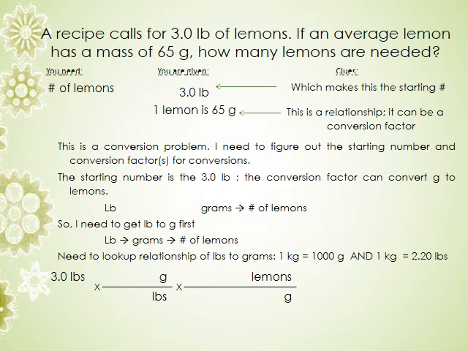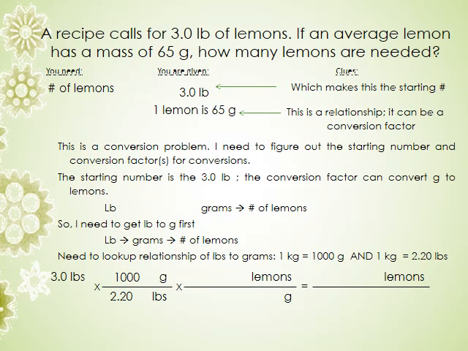And I know from my above relationship that I can relate grams and lemons. And that will end up getting me units of lemons because the pounds will cancel out, the grams will cancel out. Now I can work on filling in the relationship, grams and pounds. Since 1,000 grams is equal to a kilogram and a kilogram is equal to 2.20 pounds, I can put 1,000 grams is equal to 2.20 pounds in my first conversion factor.